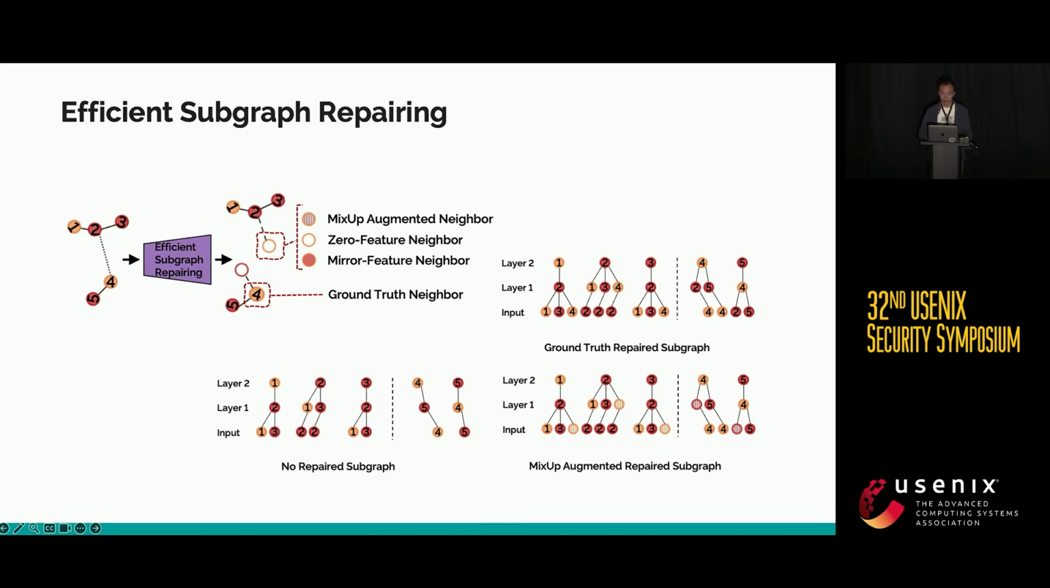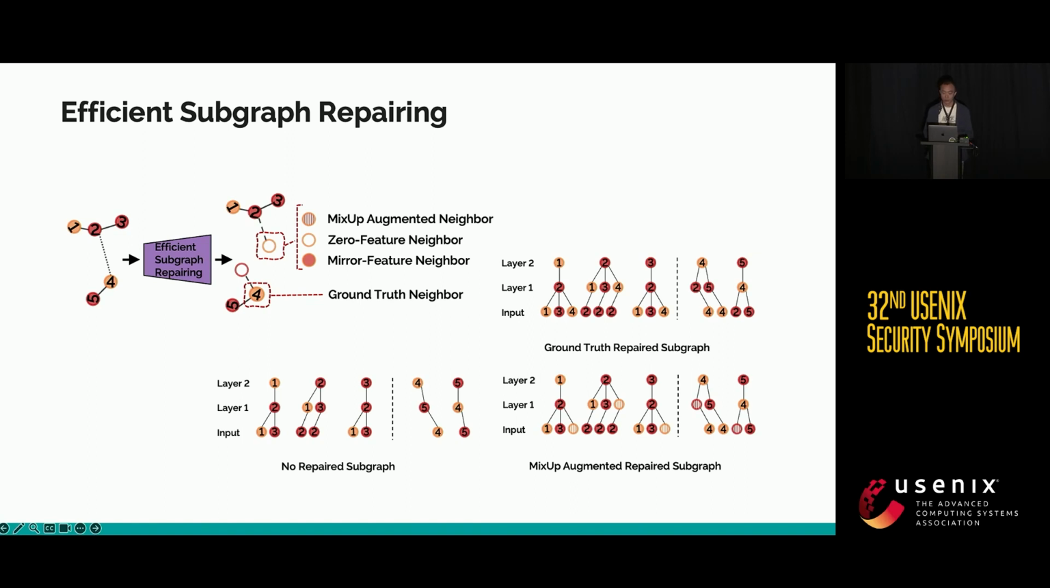Even though we can get a good enough graph partition, the edges between subgraphs are also lost, which destroys the graph structural information. To restore this missing information as much as possible, we propose three simple subgraph repair methods as the second component of our framework.